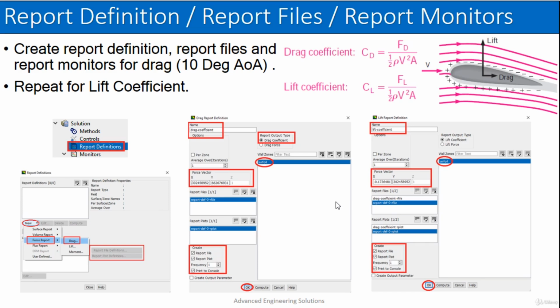In this lecture, I will explain the drag and lift coefficients and how to set up the report definition to monitor the lift and drag coefficients. The drag is a force that resists the motion of the body in air or any other medium, and it is parallel to the direction of the airflow. The lift is a force that is normal to the airflow direction, and it is equal to the weight of the body in steady flight.